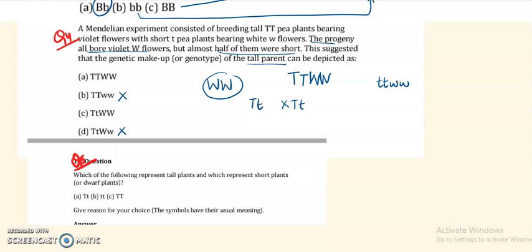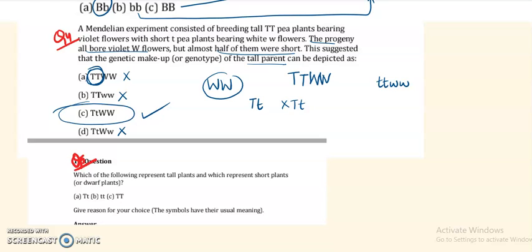Now they are asking that the tall parent has also given some short characters. So this will also not be the answer, because this is homozygous dominant. It will not yield any short, right? So in this case, we are left with only this option. So option C will be the correct answer.